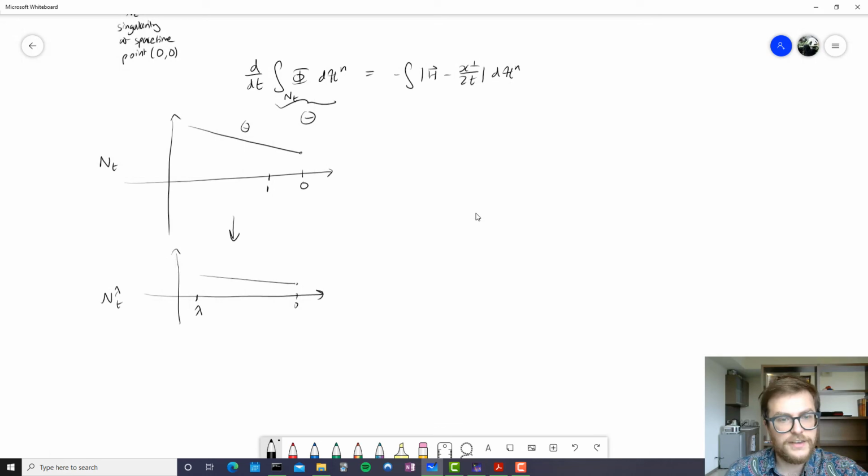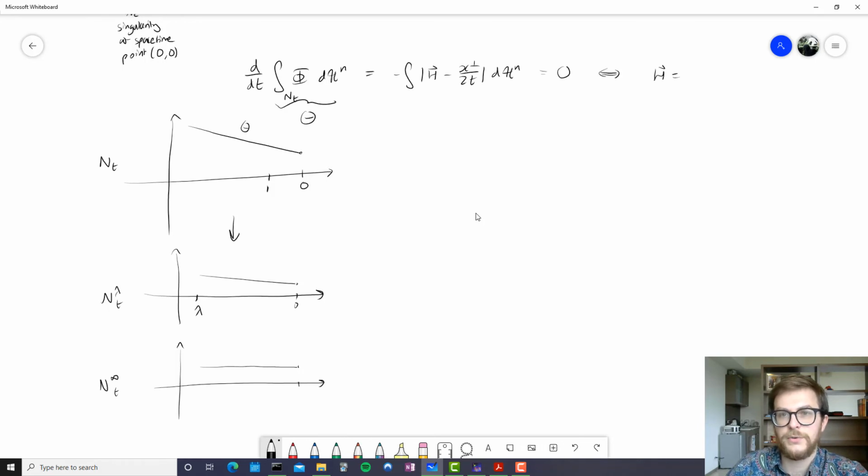What that means is that if we continue doing this rescaling over and over and over again, then in the limit, if there is a limit, the type 1 blow-up, we will get just a flat line here, assuming some minor regularity on this function theta. And if it's a flat line, then what that means is that the derivative of this quantity is equal to 0. And if this is indeed equal to 0, then that tells us that H is equal to x perp over 2t, which is the same thing as f_t being a self-similar shrinker.